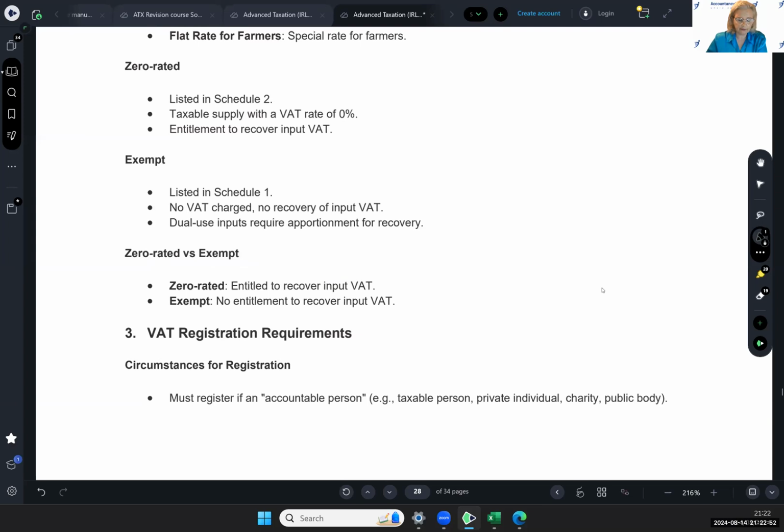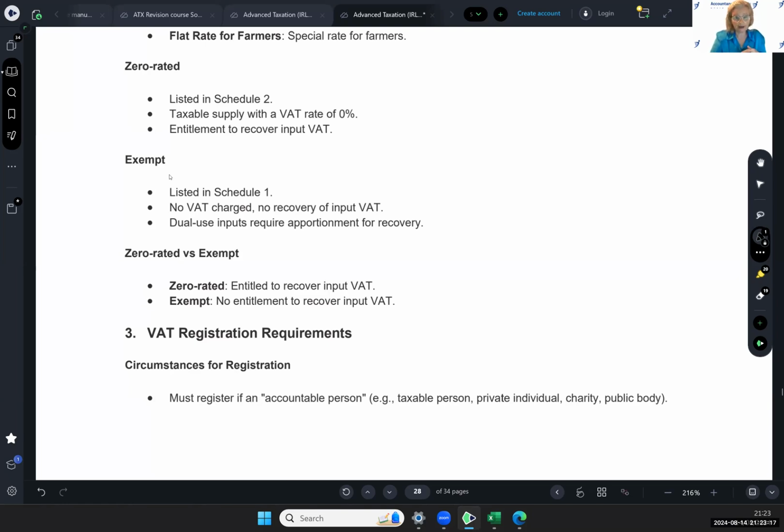When you make an exempt supply, what are the consequences from a VAT perspective? That will be important. So exempt means VAT is not charged, you're not allowed to charge VAT. Because you are not allowed to charge VAT, you don't get any VAT recovery on the related input costs. Zero rated means charge VAT.